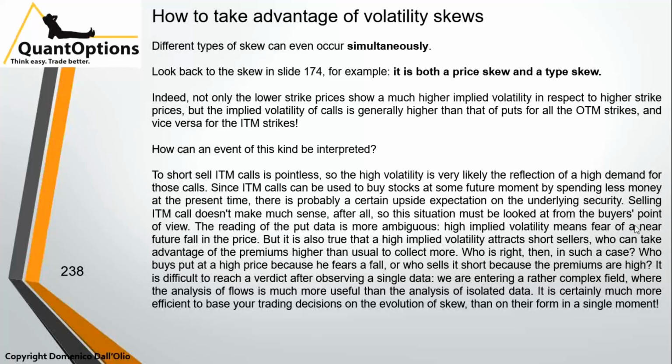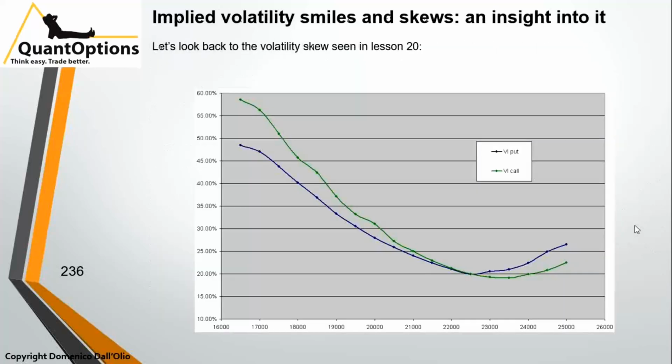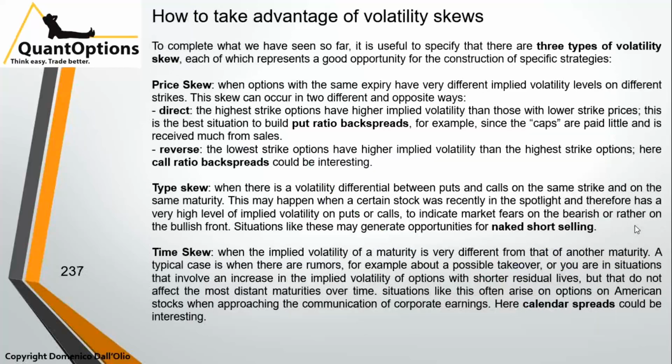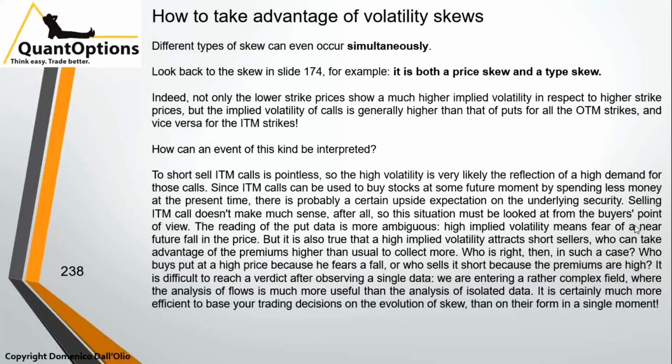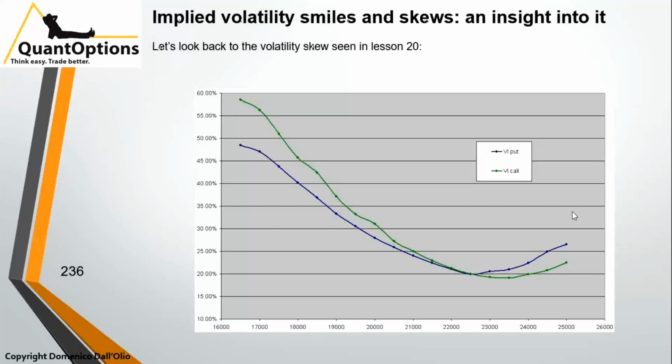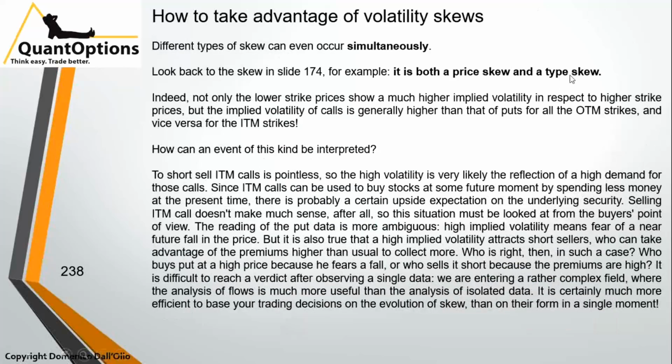Let's look back to the skew in slide 174, the one seen in lesson number 20, this one. It is both a price skew and a type skew. Why is that? Because we have significantly different values of implied volatility among different strike prices, and we have different volatilities between calls and puts with the same strike prices. So it's at the same time a price and a type skew. Indeed, not only the lower strike prices show a much higher implied volatility with respect to higher strike prices, but the implied volatility of calls is generally higher than that of puts for all the OTM strikes, and vice versa for the ITM strikes.